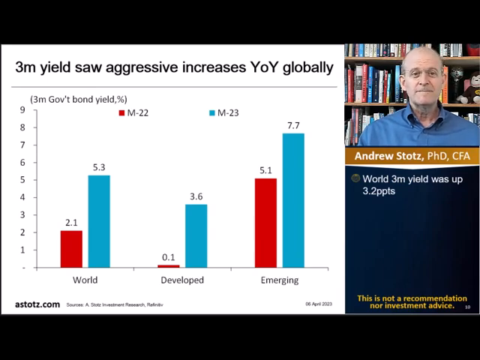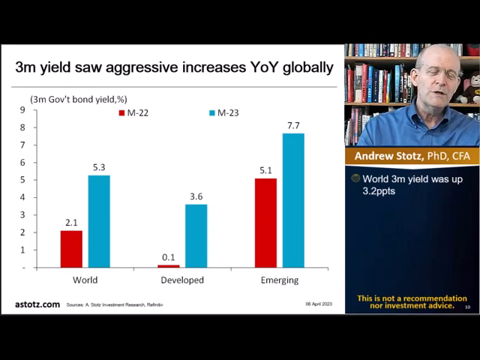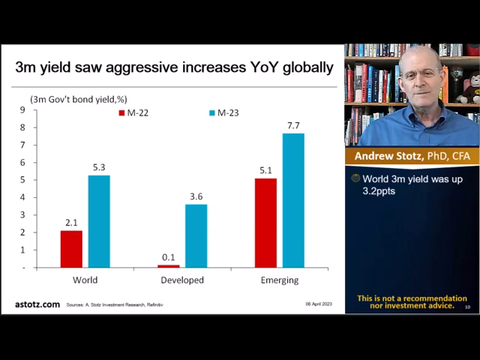That's pretty massive. Now, if we break it down into developed and emerging, what we're going to see for 3-month money is that the developed markets, which of course include mainly the US and Europe, had interest rates at basically zero a year ago, and now as of March 2023, they're at 3.6%. And that is a 3.5 percentage point rise. It's a massive rise, and it's part of what's causing the problem in the banking sector in particular.